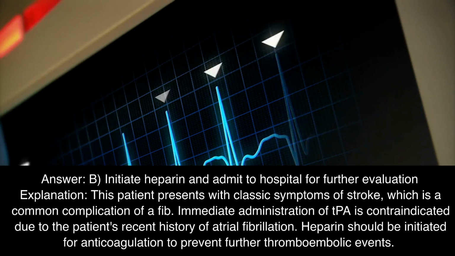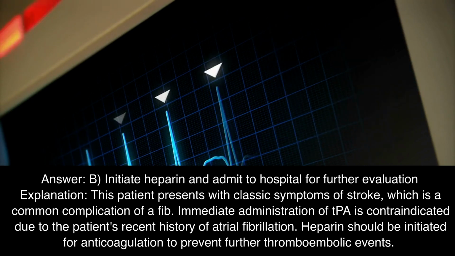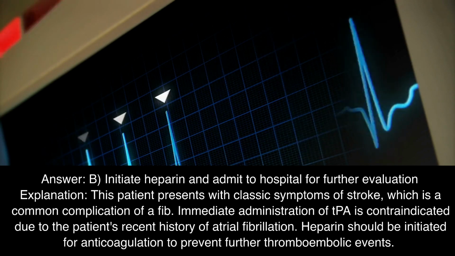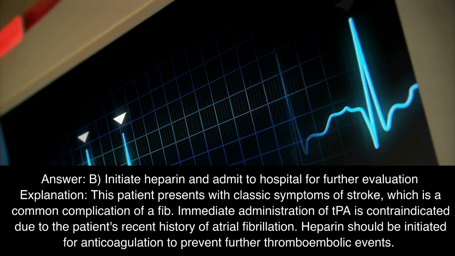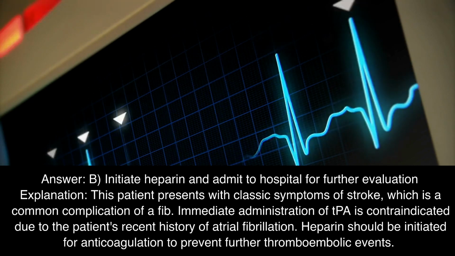Answer. B. Initiate heparin and admit to hospital for further evaluation. Explanation. This patient presents with classic symptoms of stroke, which is a common complication of AFib. Immediate administration of TPA is contraindicated due to the patient's recent history of atrial fibrillation. Heparin should be initiated for anticoagulation to prevent further thromboembolic events.